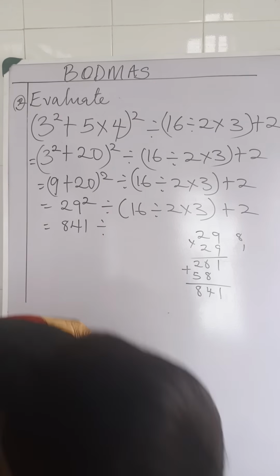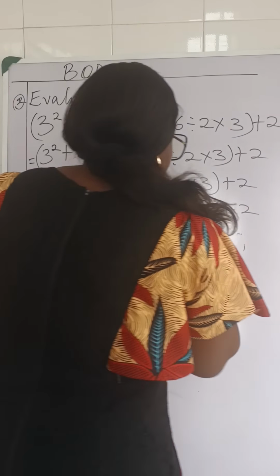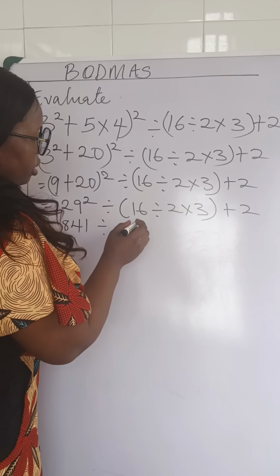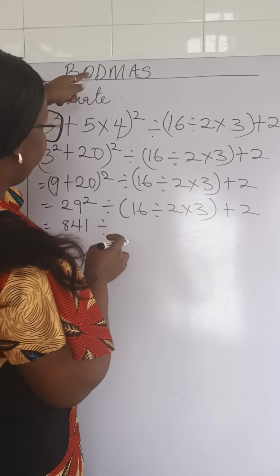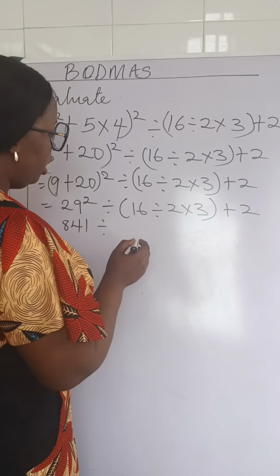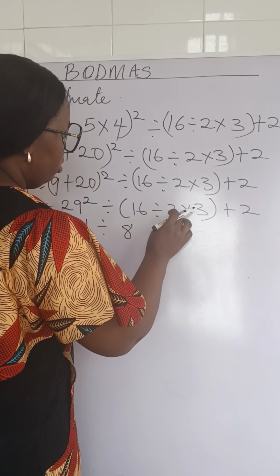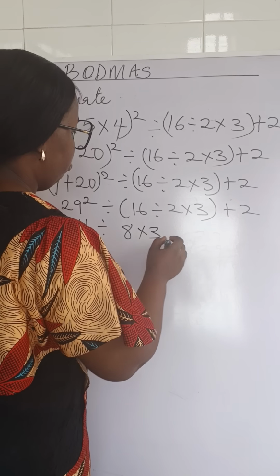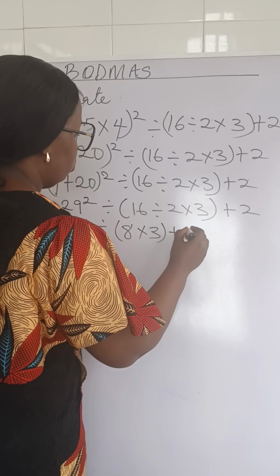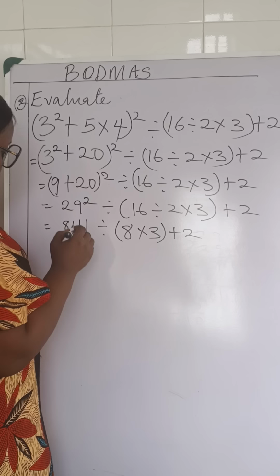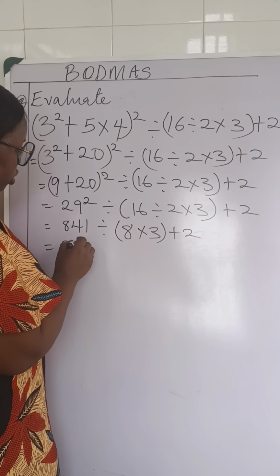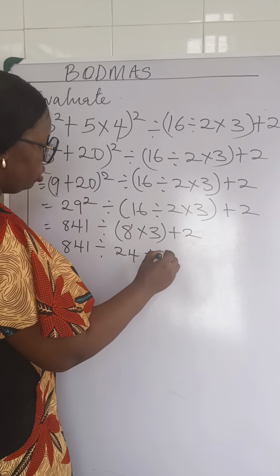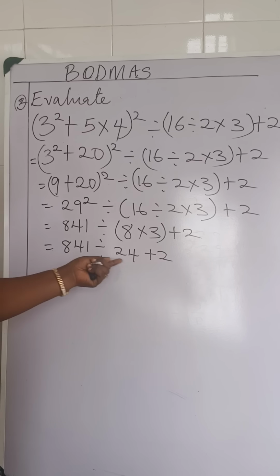16 divide 2 times what? 3. So 16 divide 2, here we have division. 16 divide 2 is 8, so we're going to have 8 times 3. Still bracket close plus 2. We'll go to the next row. We'll have 841 divide 8 times 3 here is what? 24 plus 2. And here we are going to be working out these two.